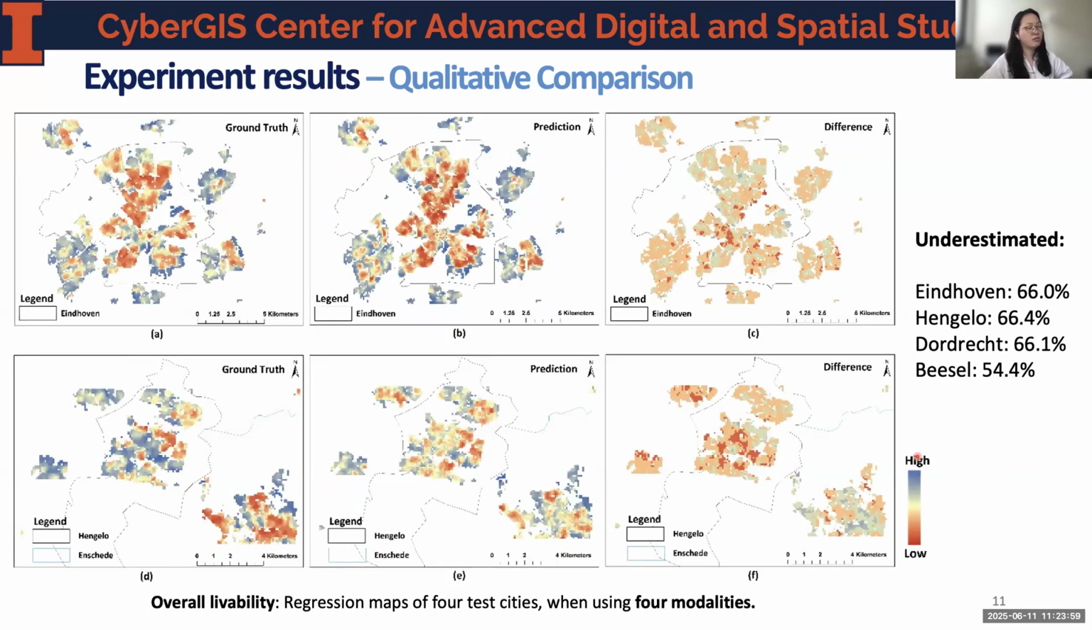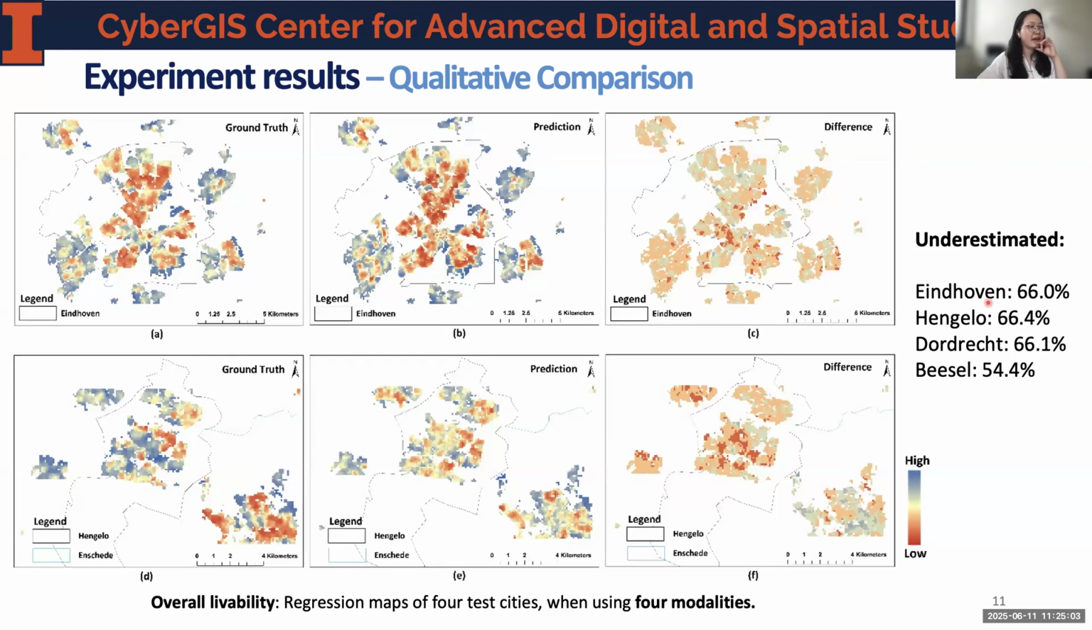Here we also give the livability inequality map of the 4 test cities. The first column is the ground truth value, the second column is the predicted livability inequality, and the last one is the difference between the predicted result and the ground truth result. We can say that in general, our method can effectively reflect the inequality of livability inside this city. And also, we found the model tends to underestimate the livability situation. The underestimate means the model tends to give the analysis unit a lower livability score than its actual livability score.